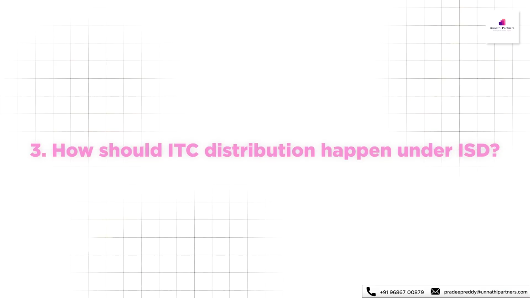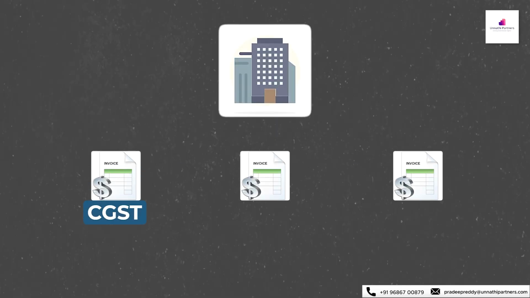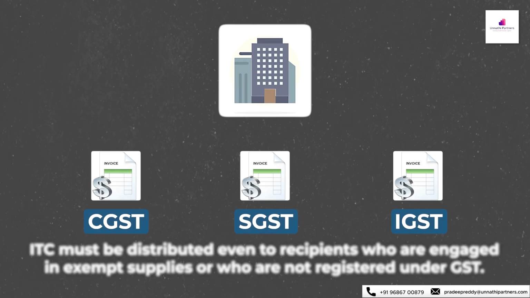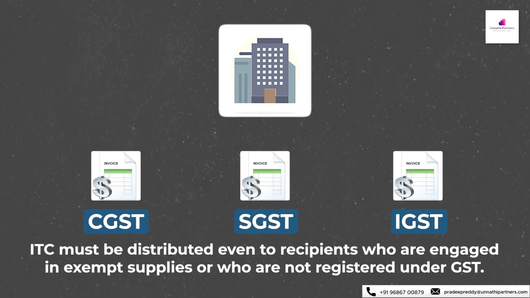How ITC distribution happens through the input service distributor registration. First, ISD raises a tax invoice on the branch to which the credit has to be distributed. Such distribution has to happen separately for eligible and ineligible credit. Further, such credit should be separately distributed under three heads, namely CGST, SGST and IGST. And finally, such distribution should happen irrespective of whether the recipient branch is registered or not and whether the recipient branch is engaged in exempt supplies or taxable supplies.